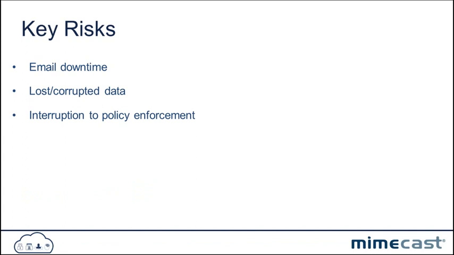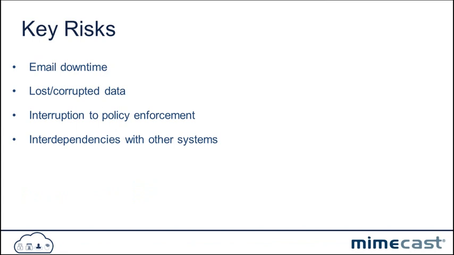Perhaps the less obvious one is interruption to policy enforcement. More and more we're seeing clients needing to enforce policy around email. So things like data leak prevention type policies, whereby you don't want things like credit card details, or client lists, or bank account details, or whatever it is that's sensitive to your organization, leaving via email. So you might well have put in place various different solutions and mechanisms to prevent that happening in the live situation here and now. So how do you ensure the consistent application of those policies during and after the migration? That's another consideration that you just need to think about.